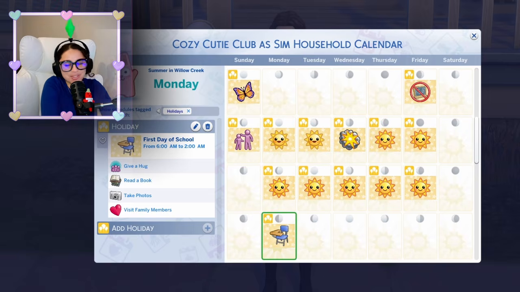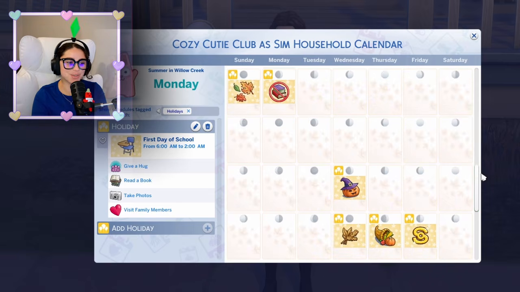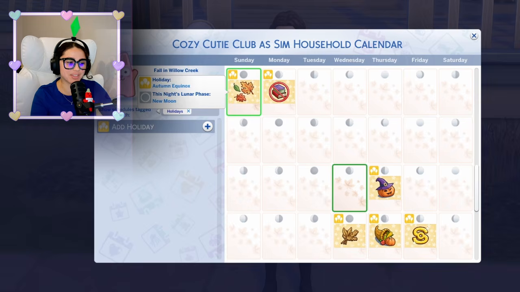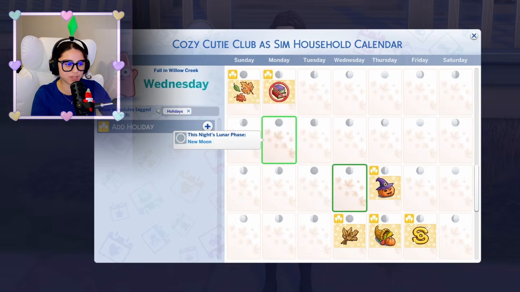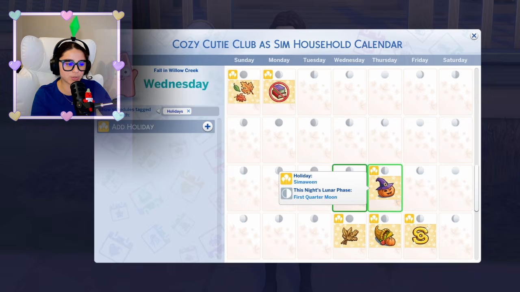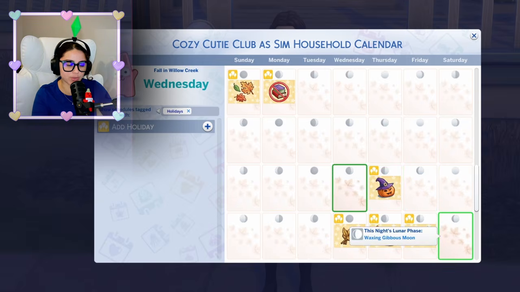Now we're gonna move on to fall. Okay, so this is probably our first season that it's not so holiday heavy. I wanted to have a little bit of breathing room, and also it just lined up perfectly with the way that the months are in fall. We have September, which goes from here to here, and then we have October through to Samhain, and then this is November all the way through the end of the season.